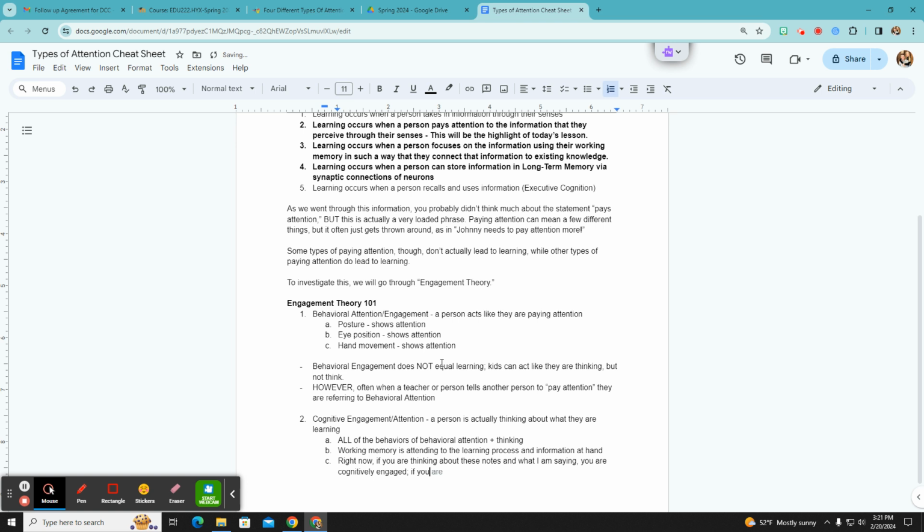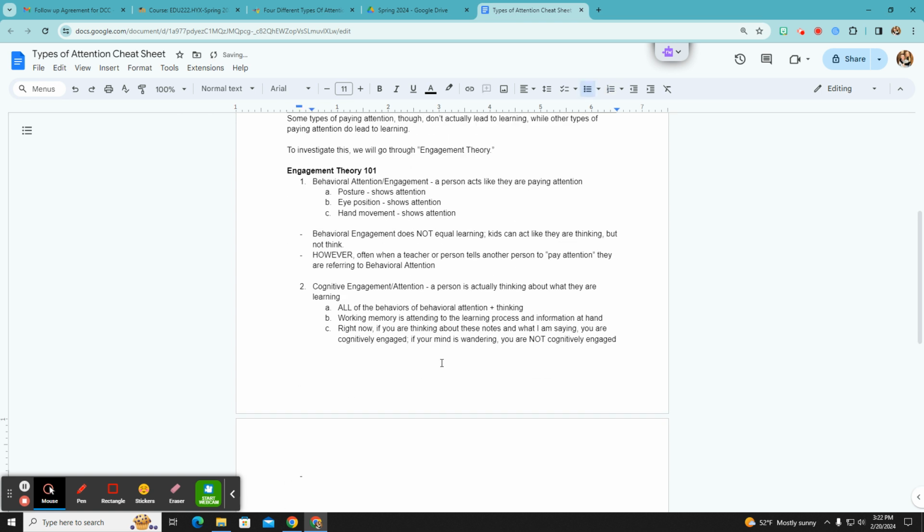If your mind is wandering, you are not cognitively engaged. You could be sitting where you're supposed to be sitting. You could be writing notes right now. Your eye contact could be where it's supposed to be. You could be behaviorally engaged, but it doesn't mean you're cognitively engaged unless you're actually thinking about what is happening right now. So behavioral attention, behavioral engagement, is like a baseline. It's like step one. Step two is cognitive engagement, right?